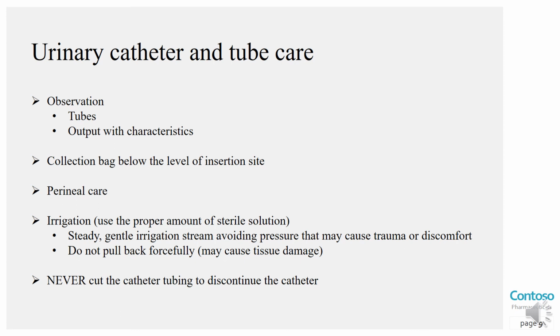You should never pull back forcefully on an irrigating syringe because this can cause damage to the tissues or collapse the tubes themselves within the urinary system. Also, you should never at any time cut the catheter tubing to discontinue a catheter, as this can lead to further damage of the catheter itself, causing damage to the patient. It's also important to note that a person should have at least how many mLs output of urine hourly? The answer is 30 mLs per hour.